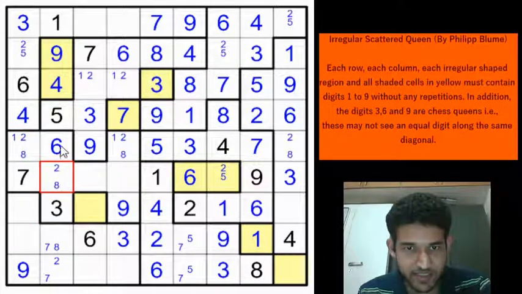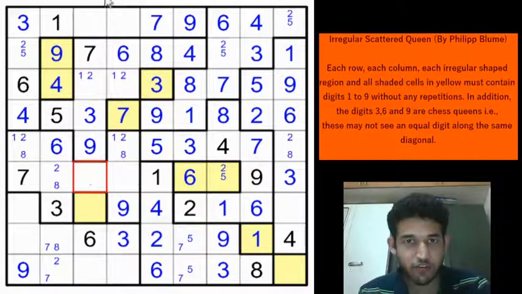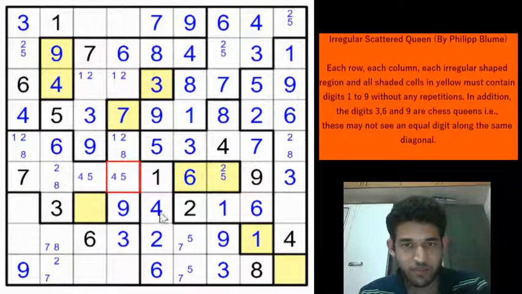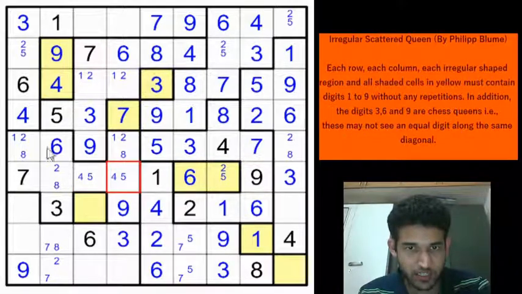Okay, if you look at this region, we have a triplet, right? 1, 2 and 8 are locked in these 3 cells. So which means that 3, 6, 7, 9 and 1, 2 and 8 can't be in these 2 cells. So remaining digits are 4 and 5. We can pencil mark them, right? Because there is no other cell left for placing the 4 and 5.